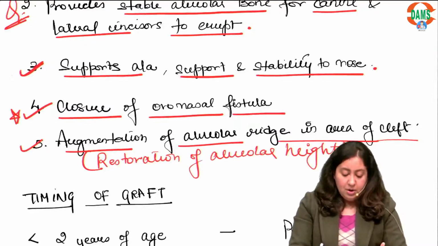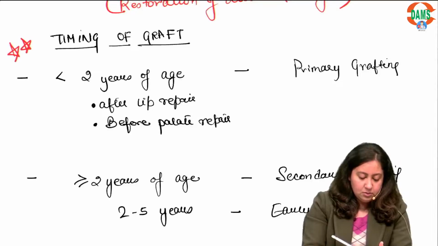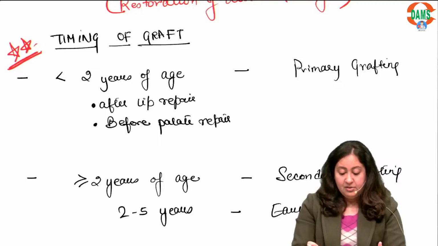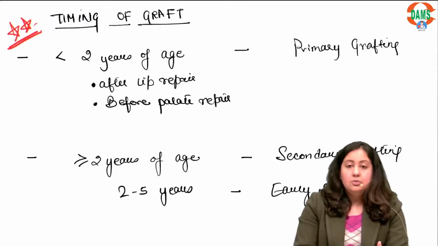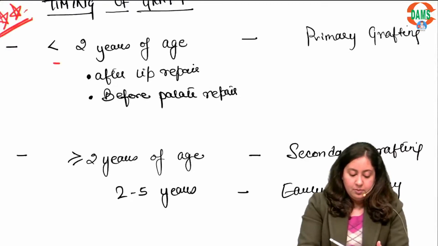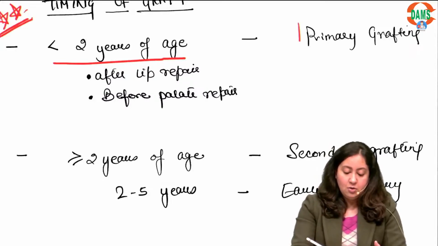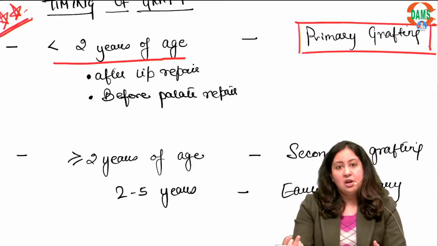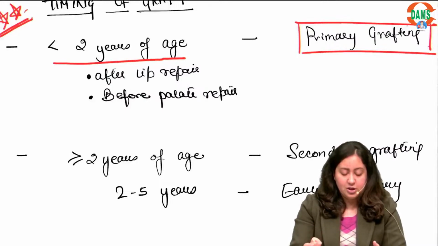Okay, now coming to the timing of graft. This table is what I was telling is important. Now there are three types of grafting: primary grafting, secondary grafting and late secondary grafting. So I will zoom out. The first grafting we can do is at less than 2 years of age, which is termed as your primary grafting. So this is after lip repair and before palate repair at less than 2 years of age.